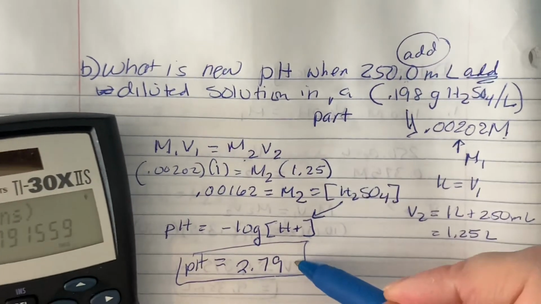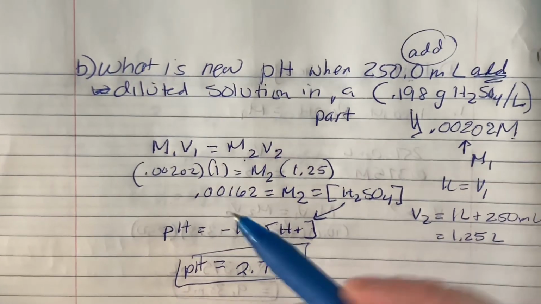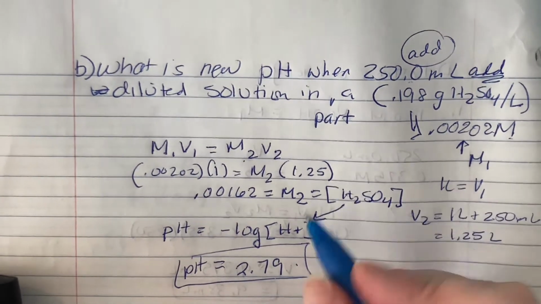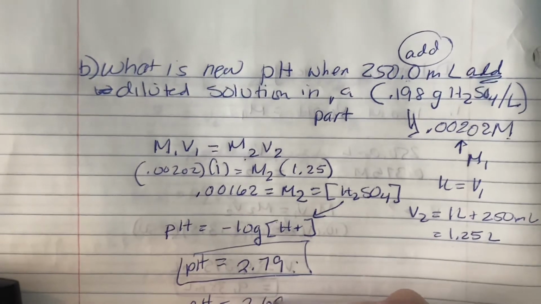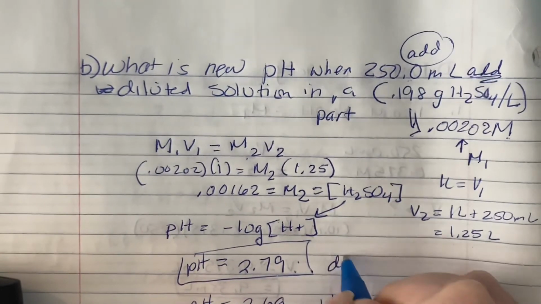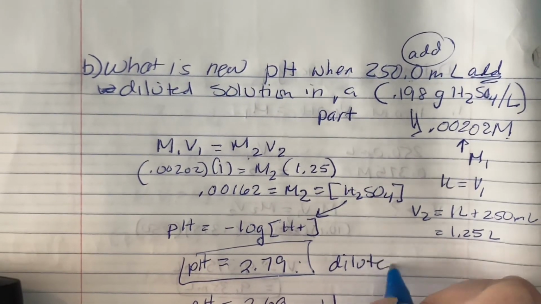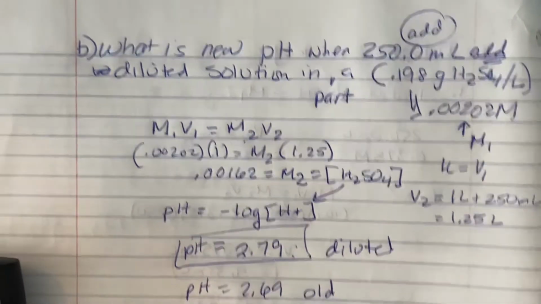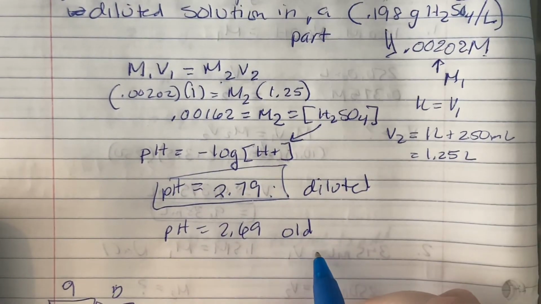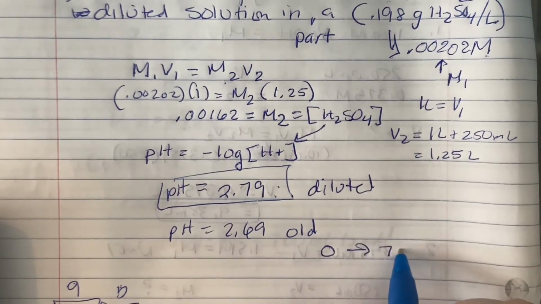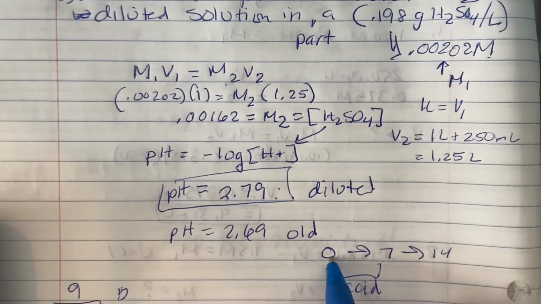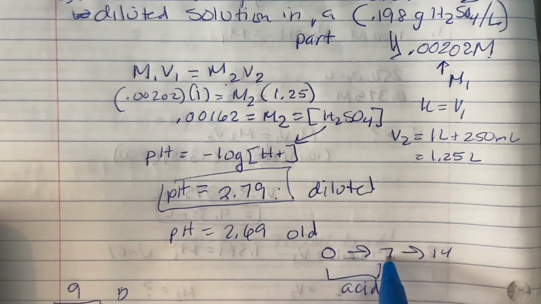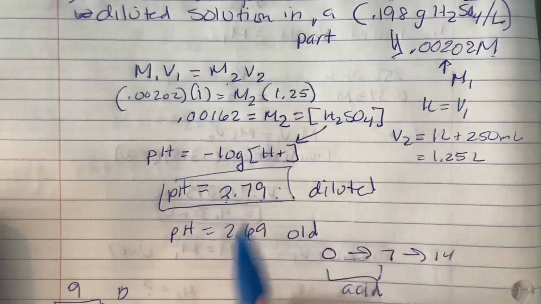So what happened when we diluted? We had an old pH of 2.69. And now we have a pH of 2.79, after diluted. And a lot of people go, but wait, the pH got more. Right, that's what we wanted, remember? 0 to 7 to 14, acid. We wanted the solution, when we diluted it, to get closer to being a base. That's why the number went up.